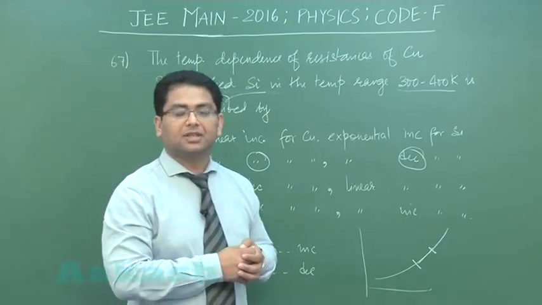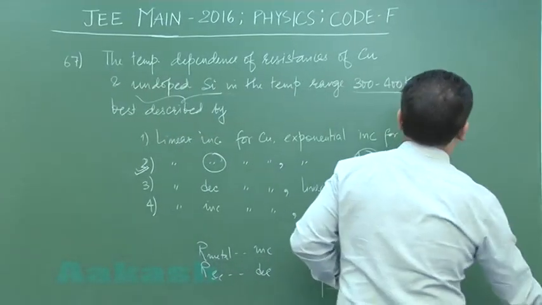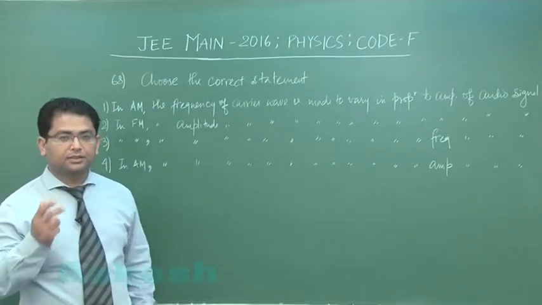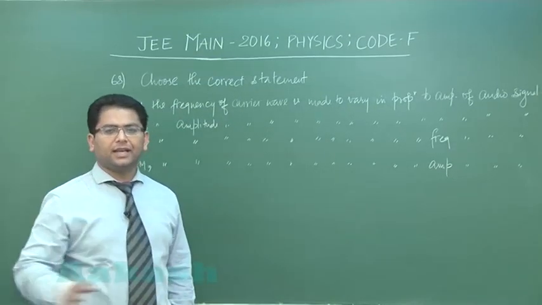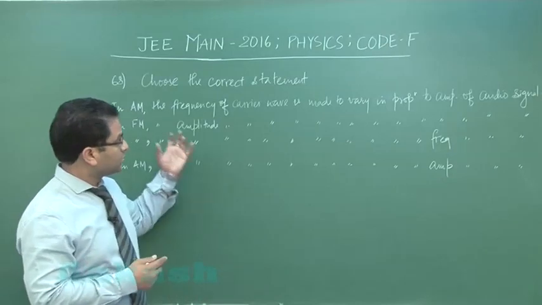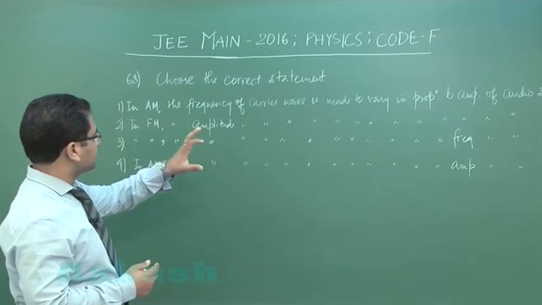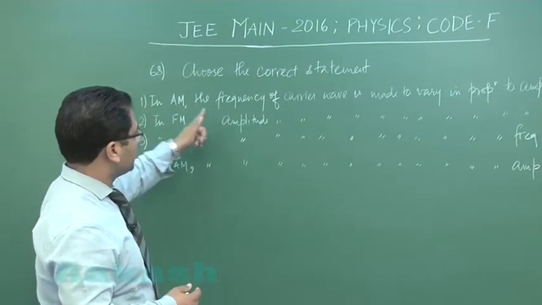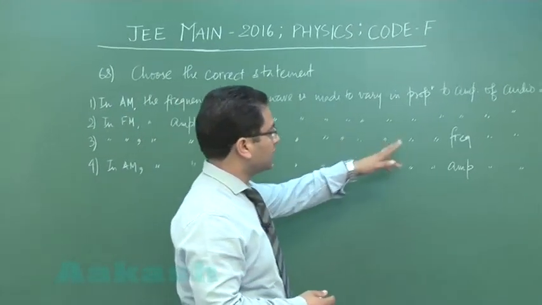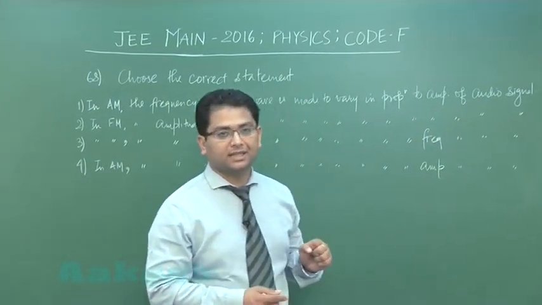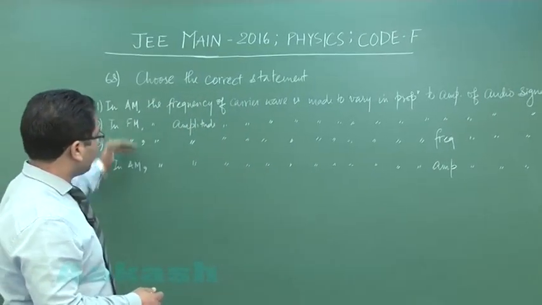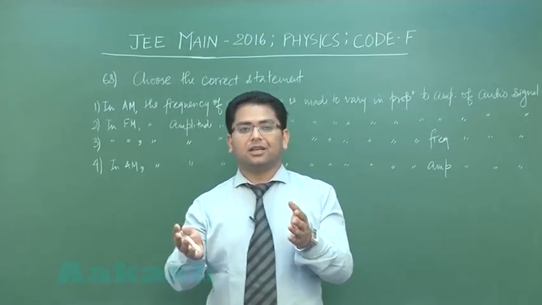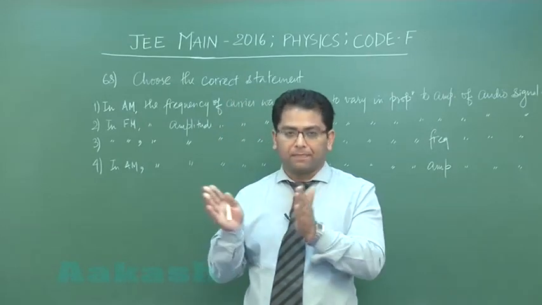Now let's move to question number 68. Okay, another theoretical question, and this one is from the end of the class 12 syllabus, which is principles of communication. We need to choose the correct statement. Let me read out option number 1: in AM, amplitude modulation, the frequency of carrier wave is made to vary in proportion to the amplitude of the audio signal. Likewise, the meaning of FM has also been asked. So the question is limited to the fundamental definition of AM and FM.